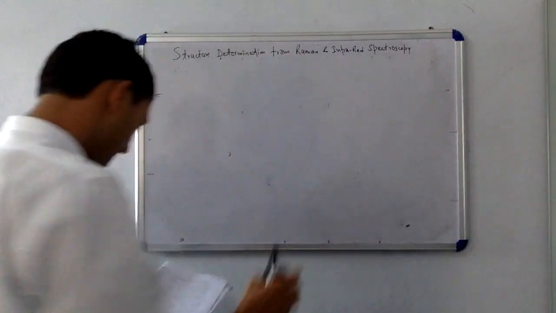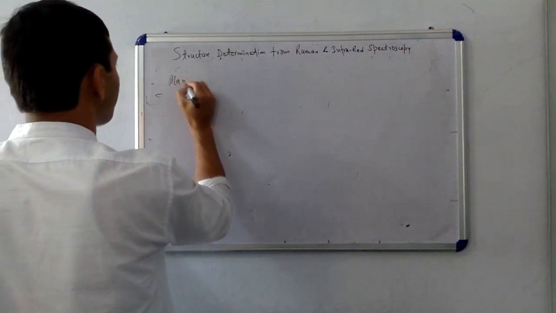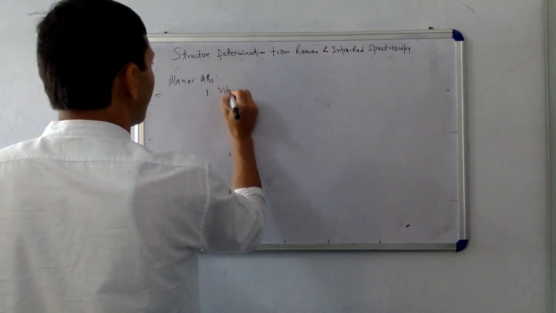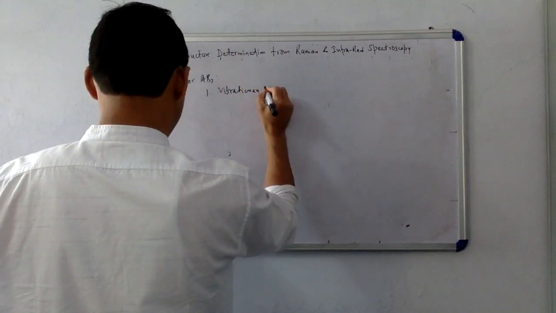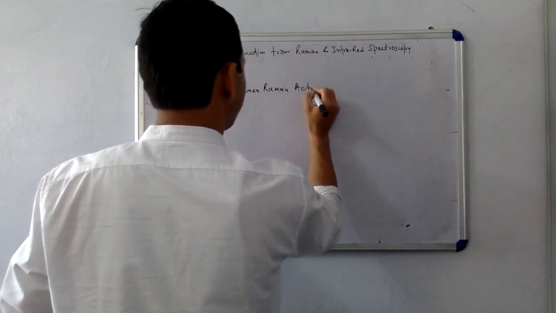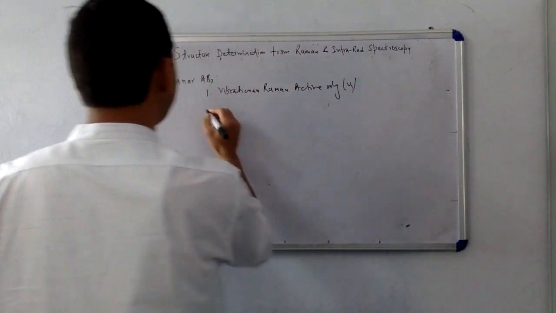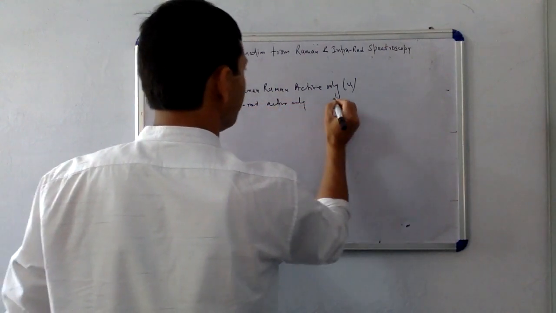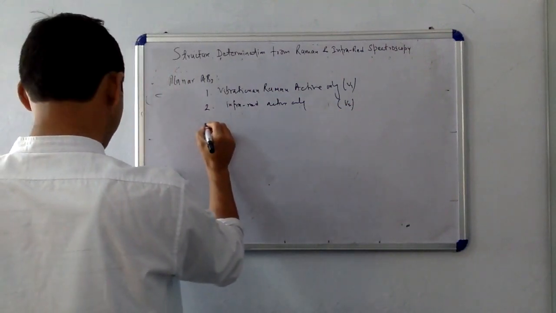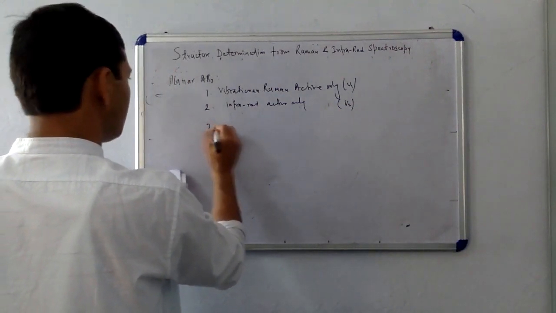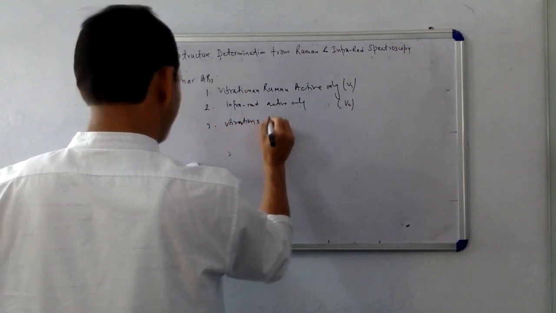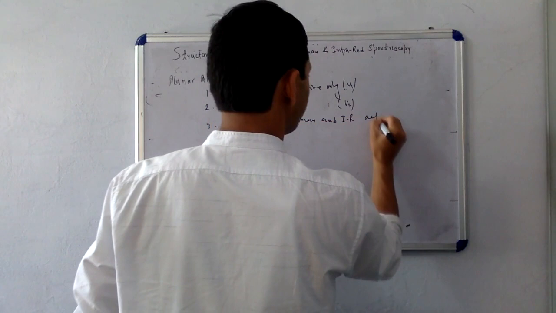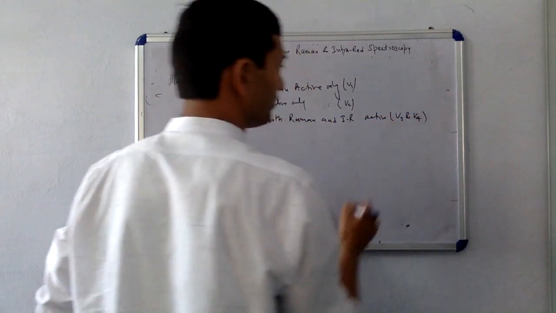So we will conclude that for a planar AB3 type molecule, number one, vibration Raman active only V1, number two, infrared active only, that is the V2 mode, and number three, vibrations both Raman and IR active, that is the V3 and V4 mode.